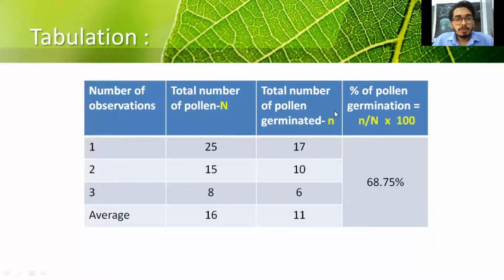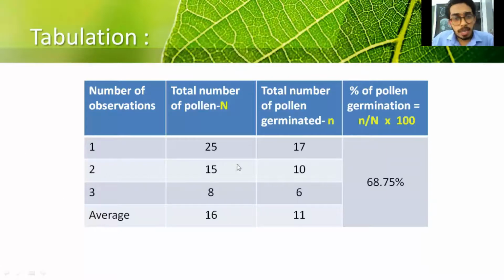Let's say for example, in a microscopic field you observe the total number of pollens to be 25. Within this 25, you are supposed to count the number of pollens which have germinated, and that has been counted to be 17. Now the percentage of pollen germination is small n divided by capital N into 100. So that means 17 divided by 25 into 100. That will give you the percentage of pollen germination.